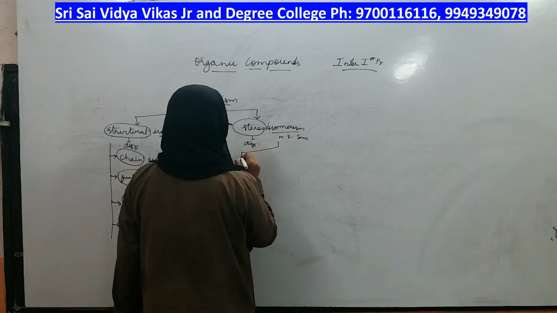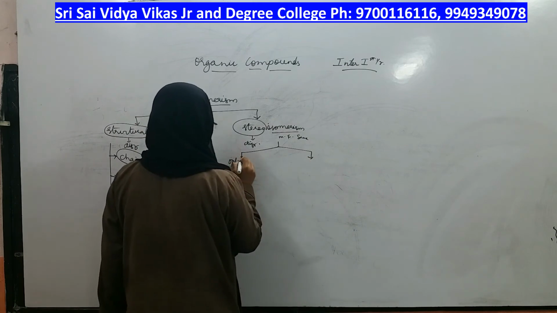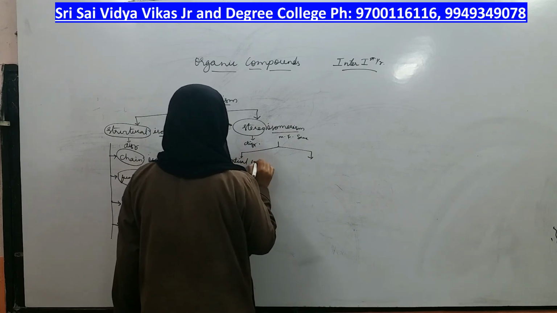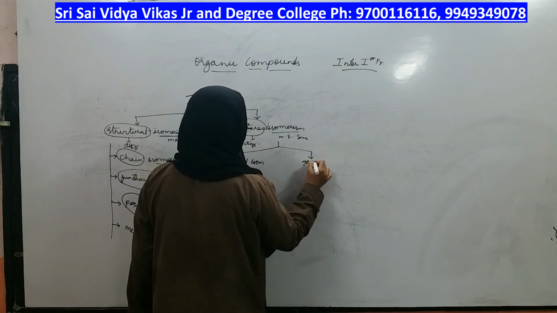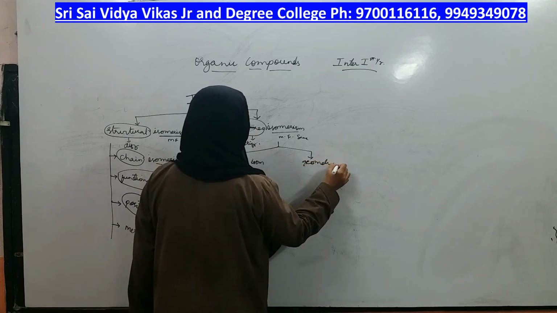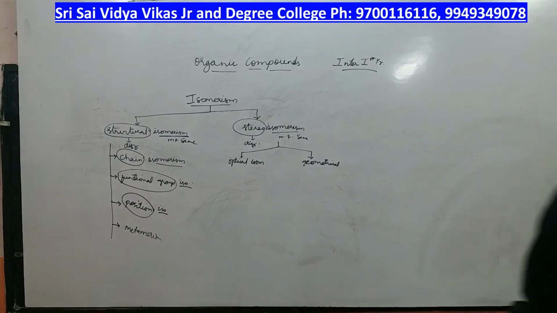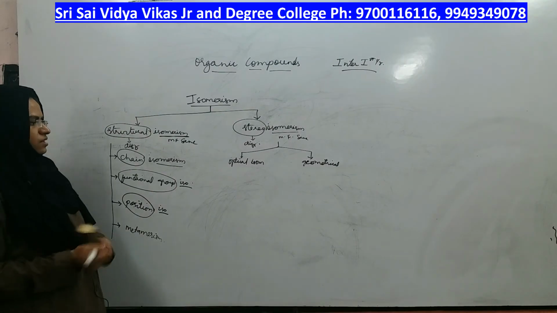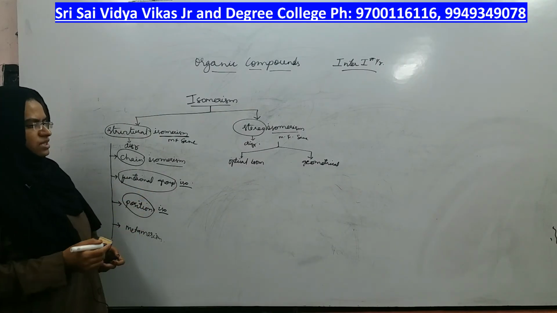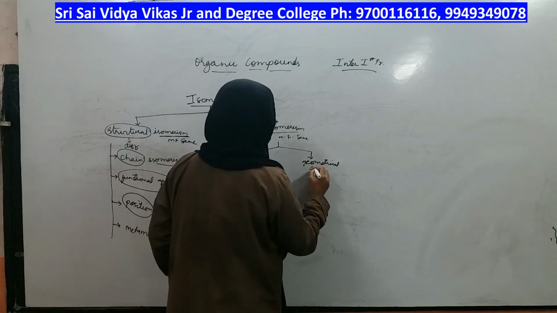Same way, stereoisomerism is also divided into two types. One is optical isomerism and the other is geometrical isomerism. Coming to stereoisomerism, the types are optical isomerism and geometrical isomerism.